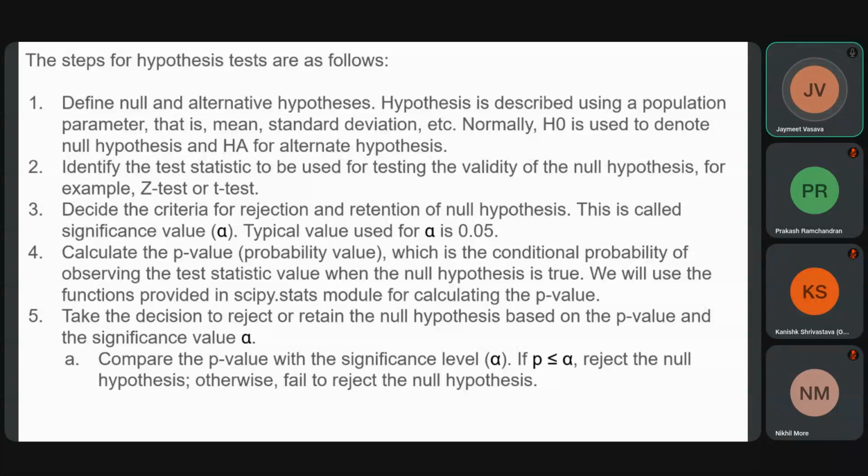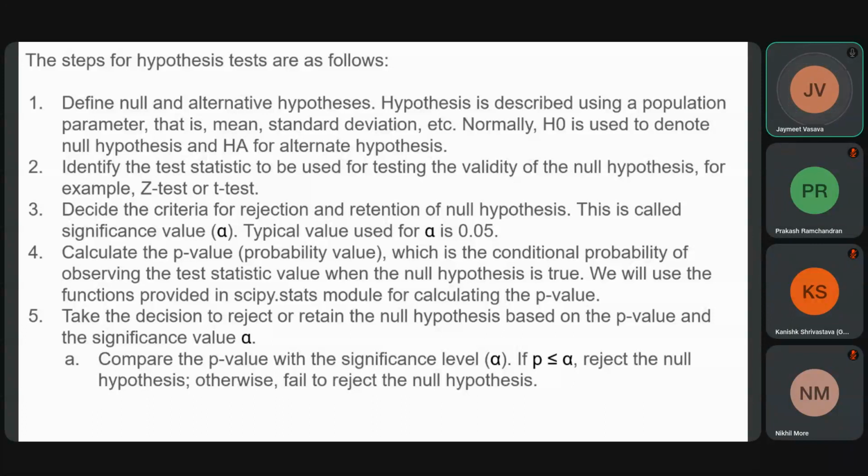Then identifying the test statistic to be used for testing the validity of the null hypothesis, for example, Z-test or T-test. Now, these are the tests that we are going to be discussing. Those are the tests that you have to identify, and we'll be discussing when and where to use them.